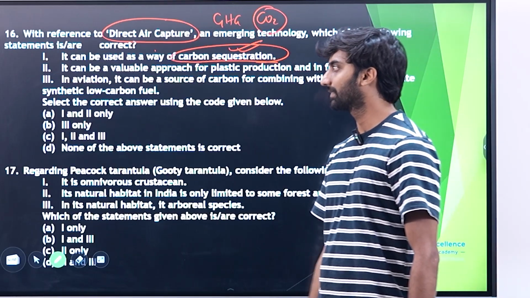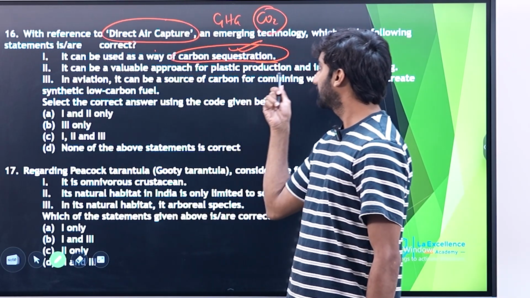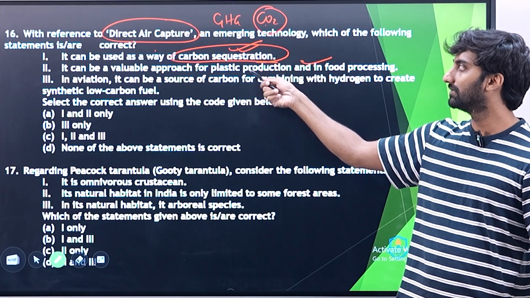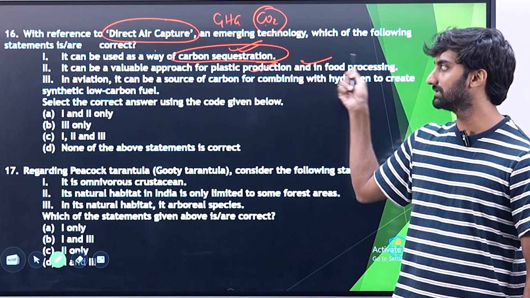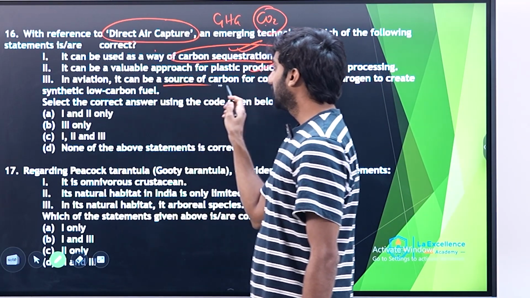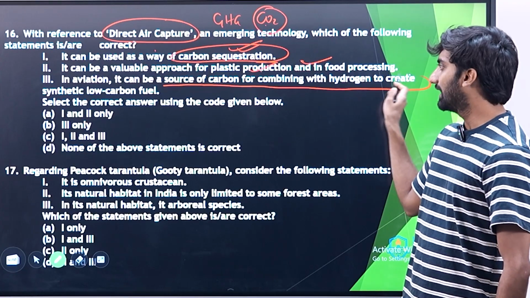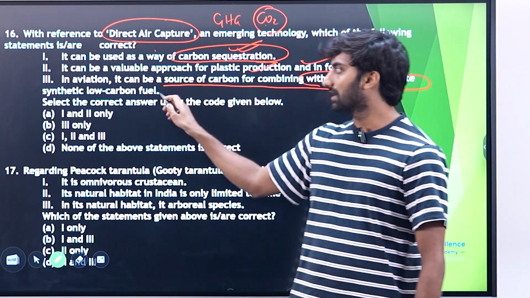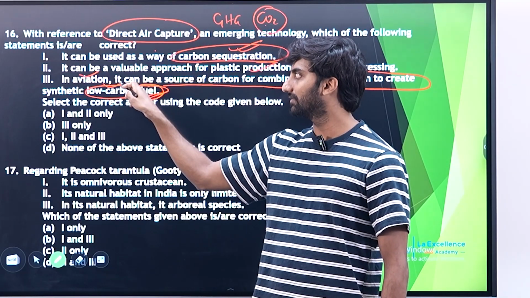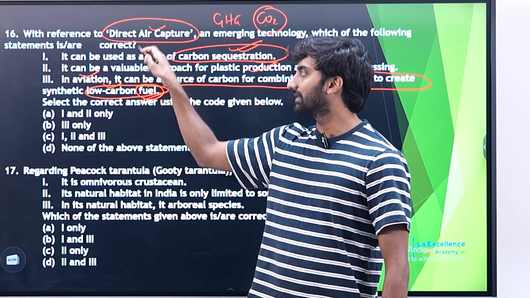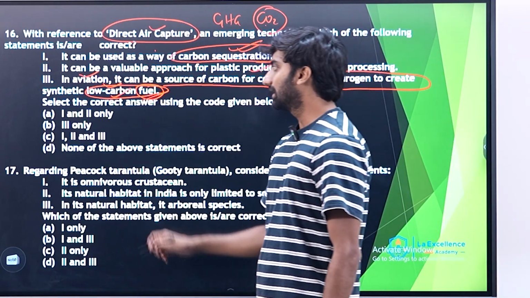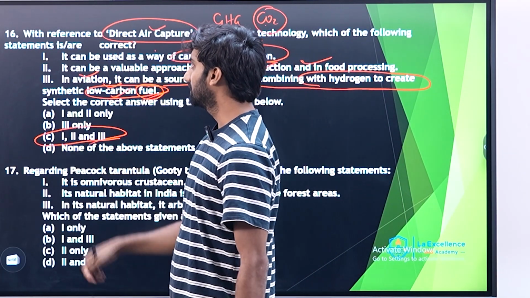So 1 is true. Statement 2: it can be a valuable approach for plastic production and in food processing. The carbon dioxide which we are capturing can be used for the production of plastic and all these related industries. True. Statement 3: in aviation, it can be a source of carbon for combining with hydrogen to create synthetic low carbon fuel. In aviation, we are trying to build some low carbon fuel, and the carbon dioxide captured from air can be used in this production. So that is also true. Select the correct answer: all 3 statements are true.